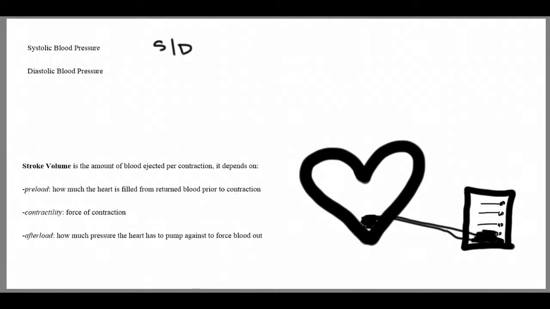So the greater the preload, the higher the stroke volume. So the more blood that's returned in there, the more is ejected out. And the greater the afterload, the lower the stroke volume. So the more pressure it has to pump against, the less it gets out.